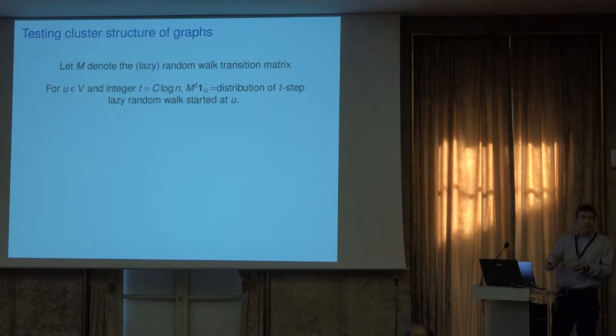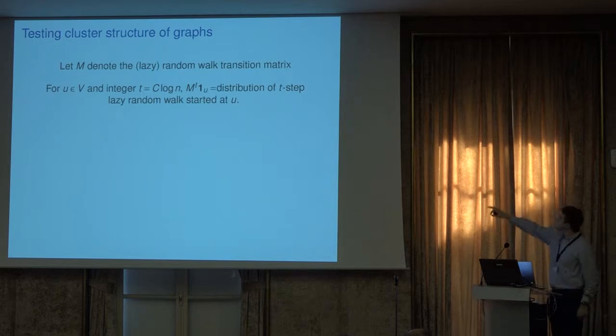We will choose a parameter t, think of a large constant times log n. This is the length of the random walk that we will run. We'll use random walks. With this notation in place, M to the t times the indicator of u for some vertex u is nothing but the distribution of a t-step random walk started at u.